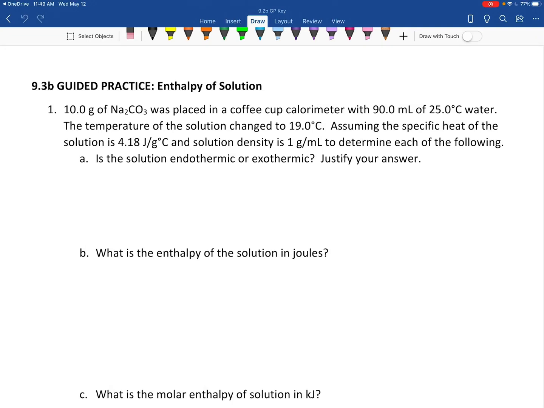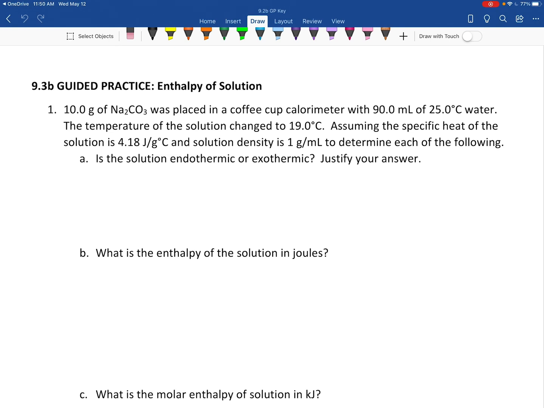Welcome to this guided practice on enthalpy of solution. We're going to take a look at a problem today with multiple steps. This is about how the energy can change when we are forming a solution, the process of that solution forming. We're given this prompt that 10 grams of sodium carbonate was placed in a coffee cup calorimeter with 90 milliliters of 25 degrees Celsius water.